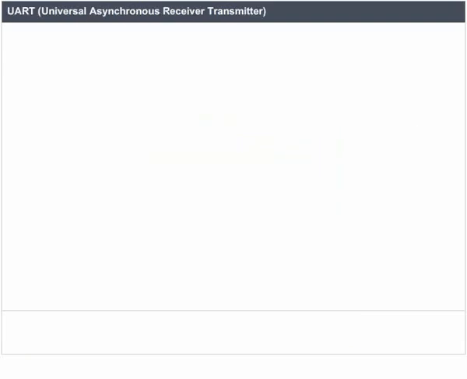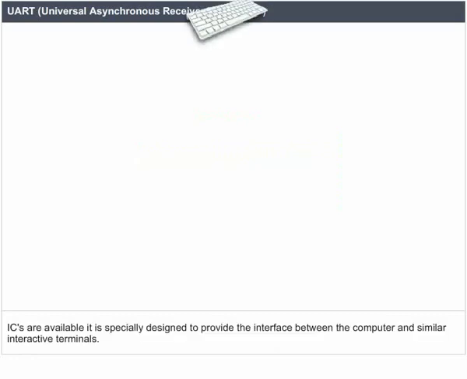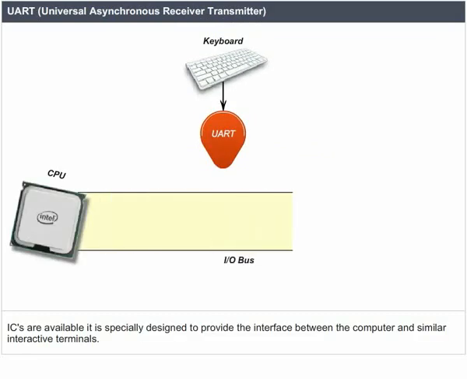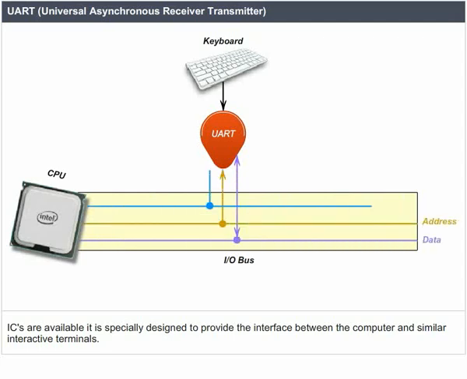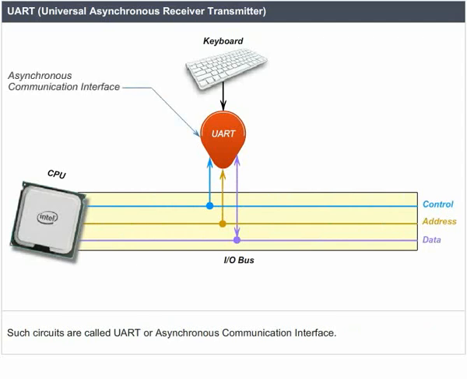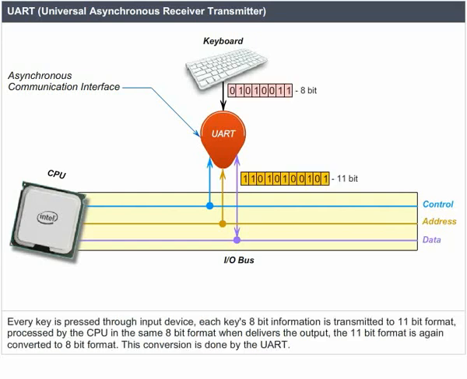UART, Universal Asynchronous Receiver Transmitter. ICs are available that are specially designed to provide the interface between the computer and similar interactive terminals. Such circuits are called UART or Asynchronous Communication Interface. Every key is pressed through an input device. Each key's 8-bit information is transmitted in an 11-bit format, processed by the CPU in the same 8-bit format. When it delivers the output, the 11-bit format is again converted to 8-bit format. This conversion is done by the UART.